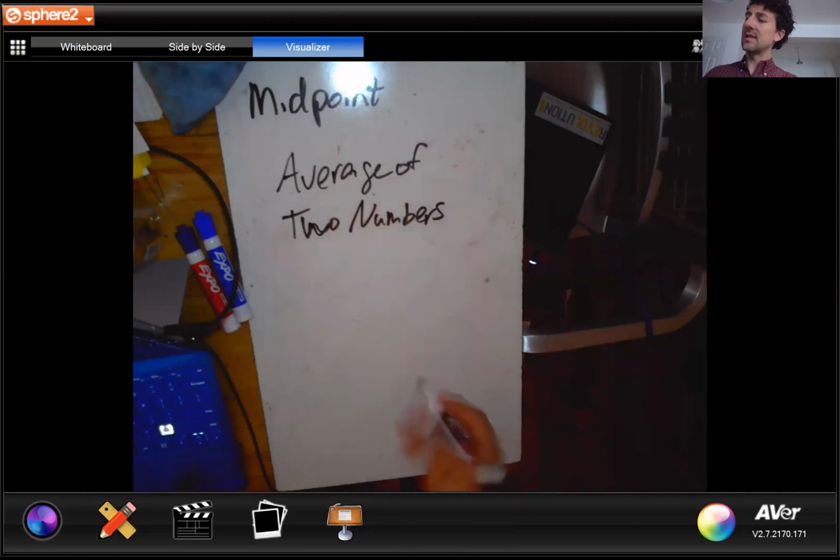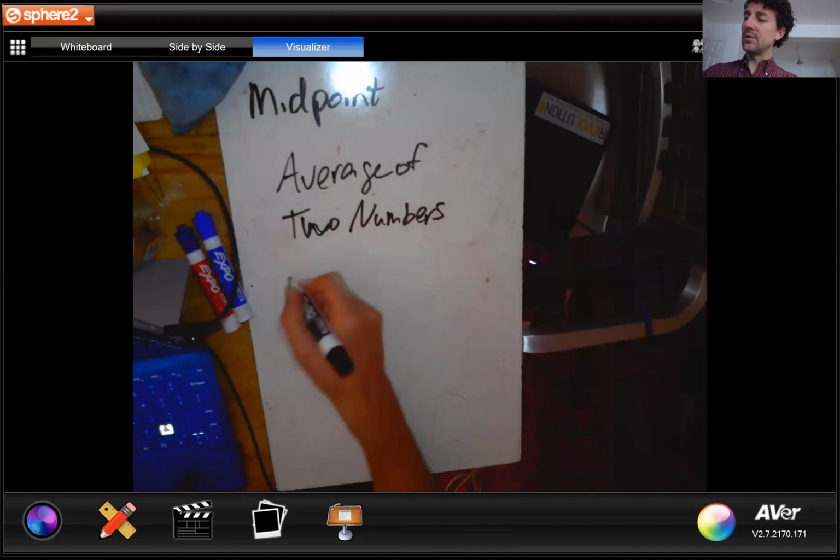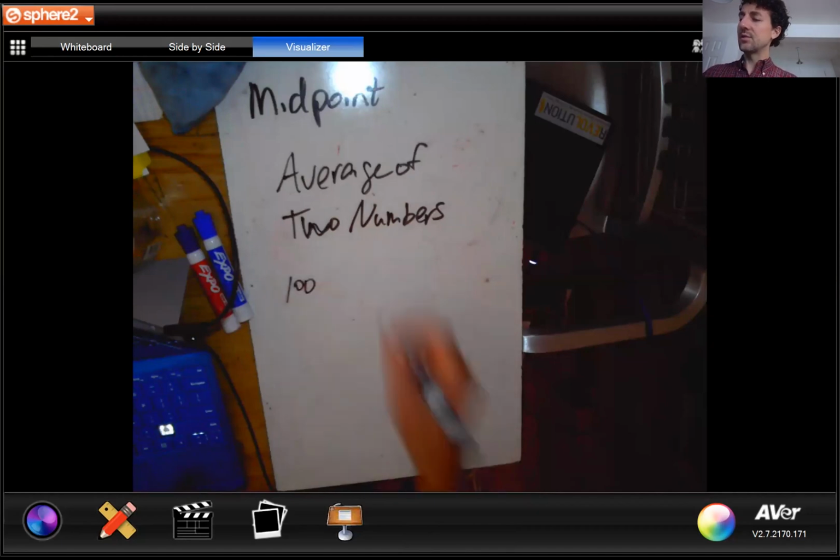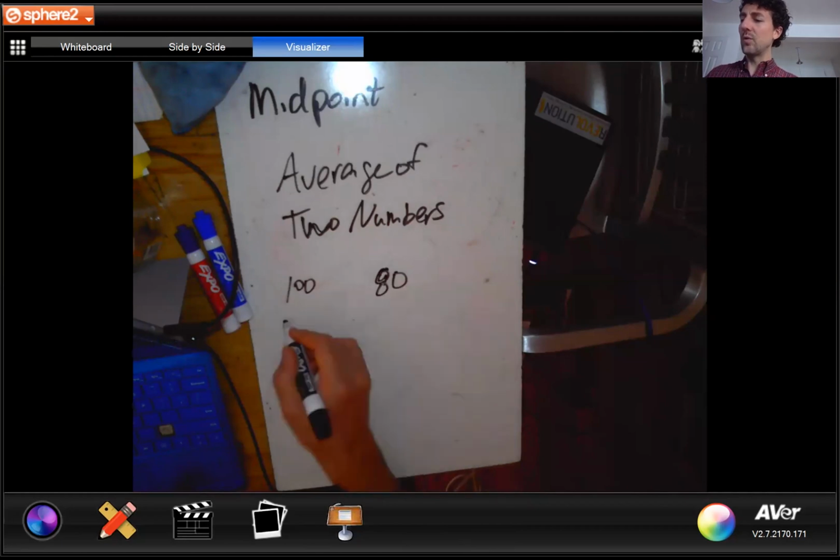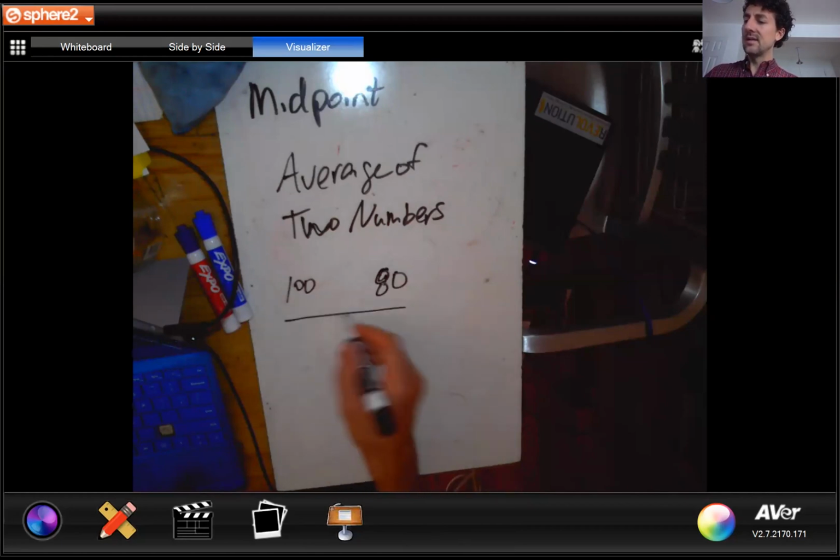numbers. So let's say that you had two test scores. One test you scored a 100, and then on the other test you scored an 80. And I asked you to find the average of those two numbers. How would you find that? You know it's in the middle between 100 and 80. So you might guess that the average is 90. You'd be right, because it's halfway between 100 and 80.